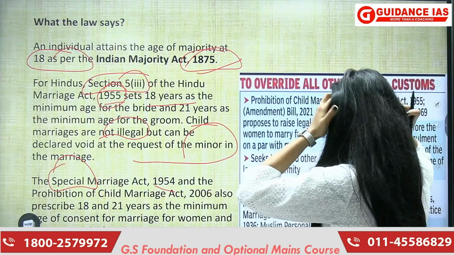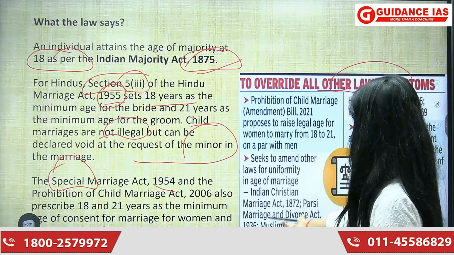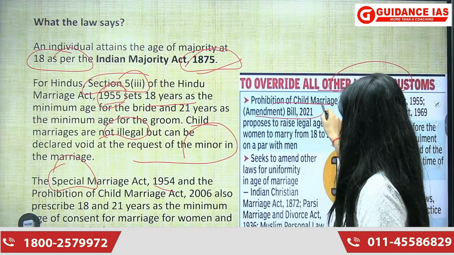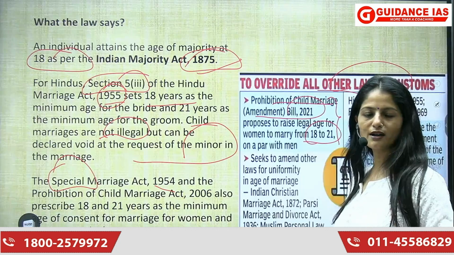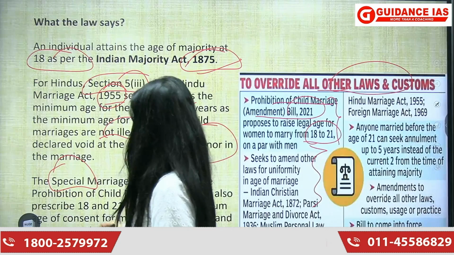Okay. Now, these are a few of the points that override all other laws and customs, though we have already discussed the major ones. But again, the Prohibition of Child Marriage Amendment Bill 2021, we have seen it, 18 to 21, they are trying to bring the marriage age of a woman at par with men. It seeks to amend all those acts we have already done. So this newspaper cutting says exactly what we have already studied, nothing more than that. So that was all about this topic.